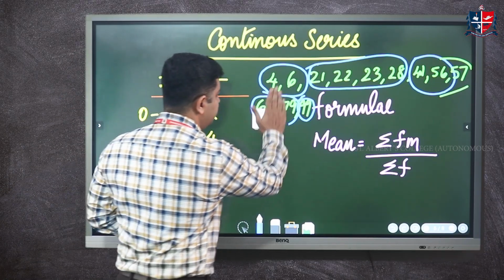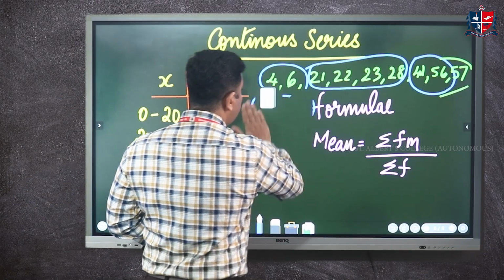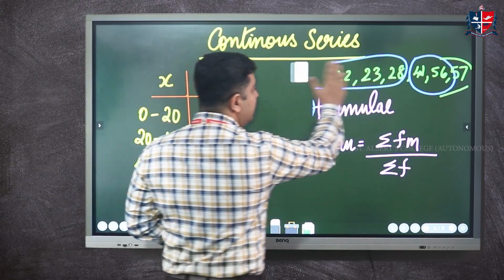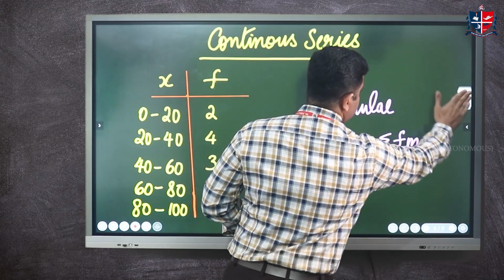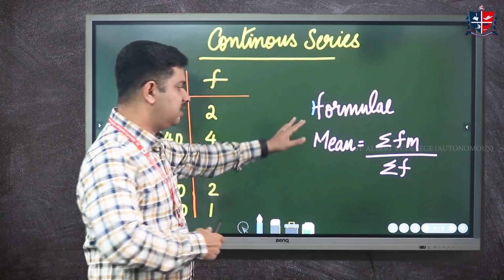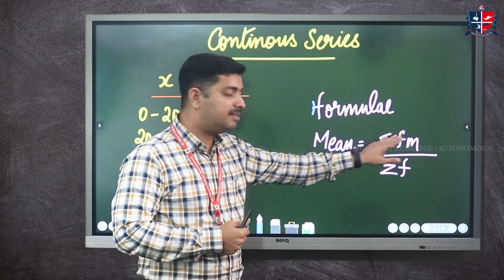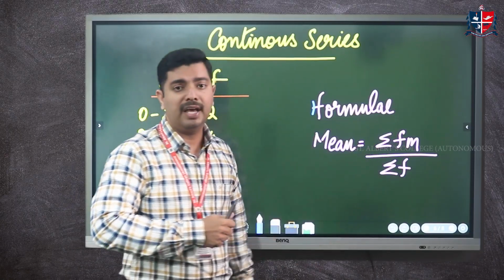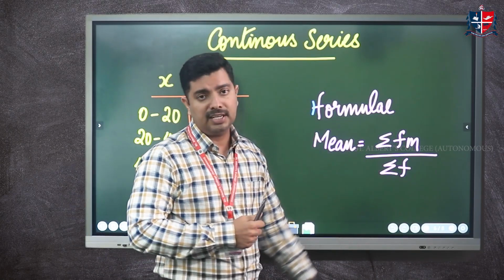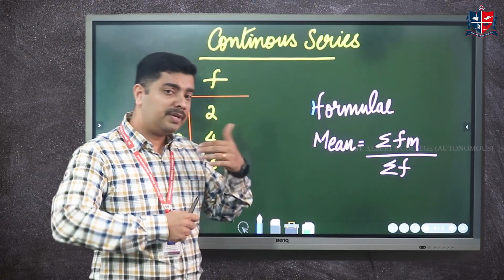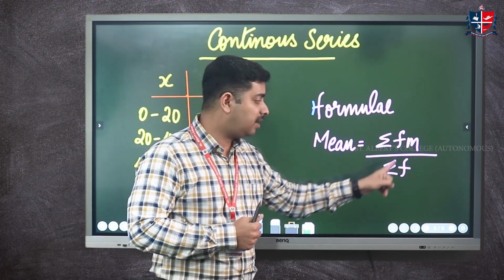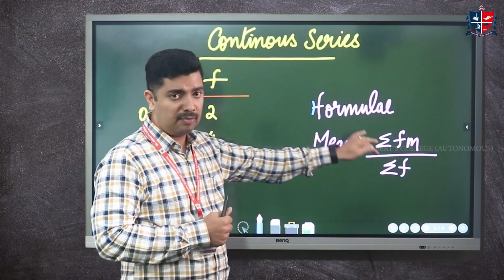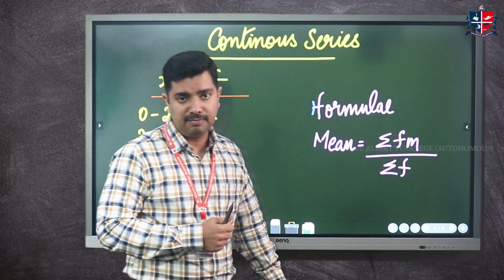I'll just rub it. Now, how do you find the mean in this case, where there is a continuous series? The formula for this is mean equals sigma fm by sigma f. Now there is a new term coming here. Previously, in a discrete series, the formula was sigma fx by sigma f. But here the formula is sigma fm by sigma f.